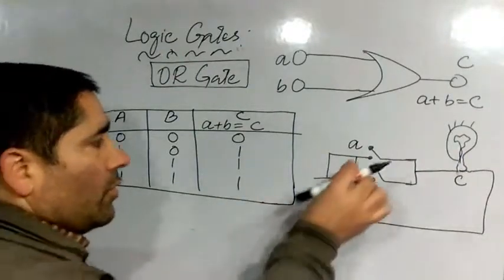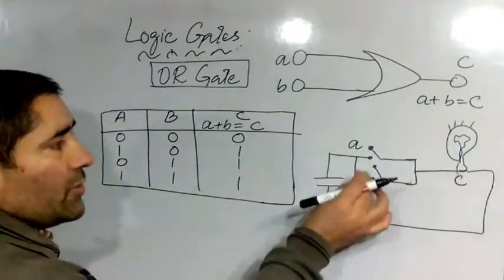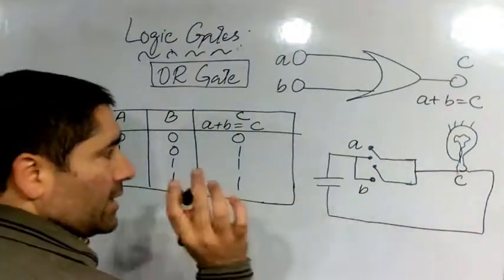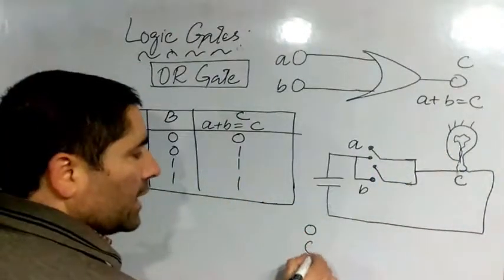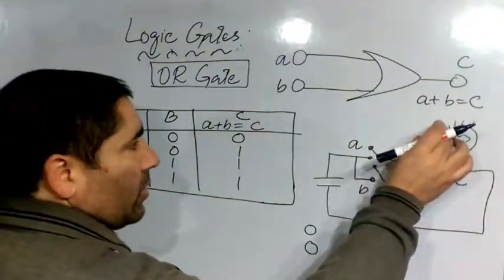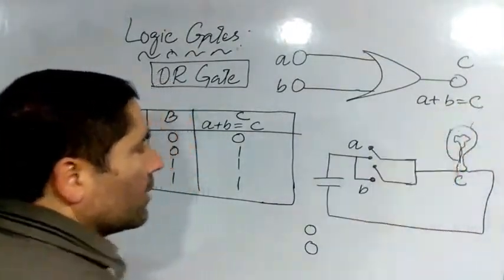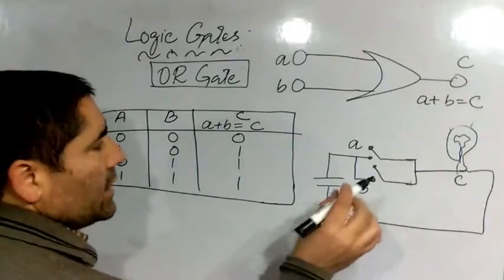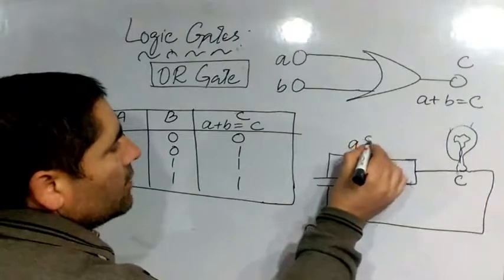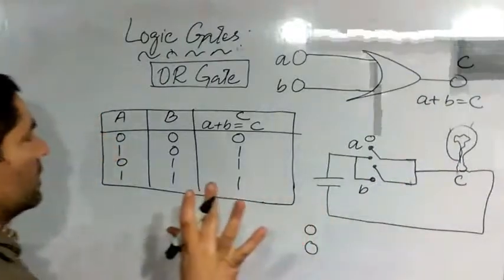If both the switches are in open condition, the bulb will not glow. That is, if the signal is not there in both the cases, if the signal is 0, the bulb will not glow. When A is 0 and B is 0, the bulb will not glow, right?